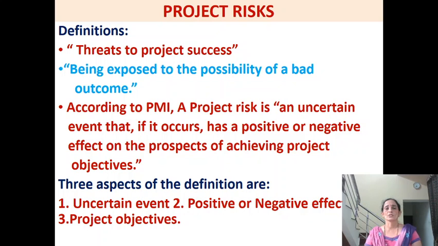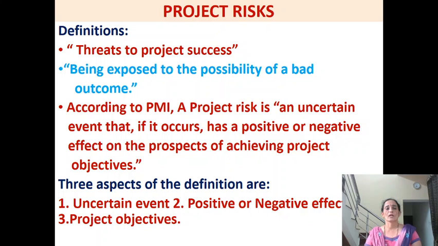When you are exposed to risk, you may be able to achieve your objectives. You may be successful in achieving the project objective, or that uncertain event may prevent you from achieving the project objectives. You may not be successful in achieving the project objectives. So the Project Management Institute has defined the term project risk like this: an uncertain event that if it occurs has a positive or negative effect on the prospects of achieving project objectives.